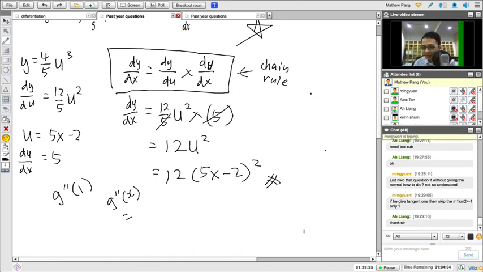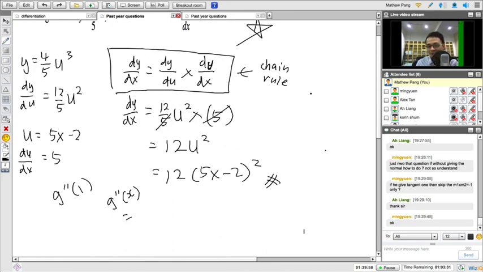If the question gives you the gradient of the tangent, you don't need to do m1 multiplied by m2 equals -1, because that formula is only used when you want to find the gradient of the tangent or normal. If the question straight away gives you the tangent gradient, you can straight away use dy/dx equal to that gradient. Okay, can you understand, Mingyuan?